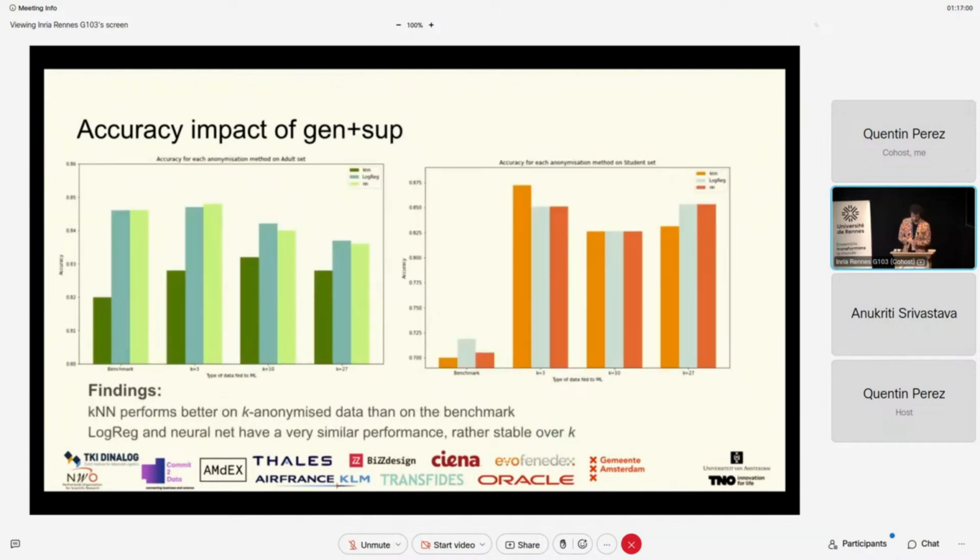Then for generalization and suppression, we see that the k-nearest neighbors algorithm performs better on k-anonymized data than on the benchmark, which is probably due to some clustering effect, but there is still research being conducted on that. And logistic regression and the neural net have a very similar performance, and it seems rather stable regardless of the chosen k-value.